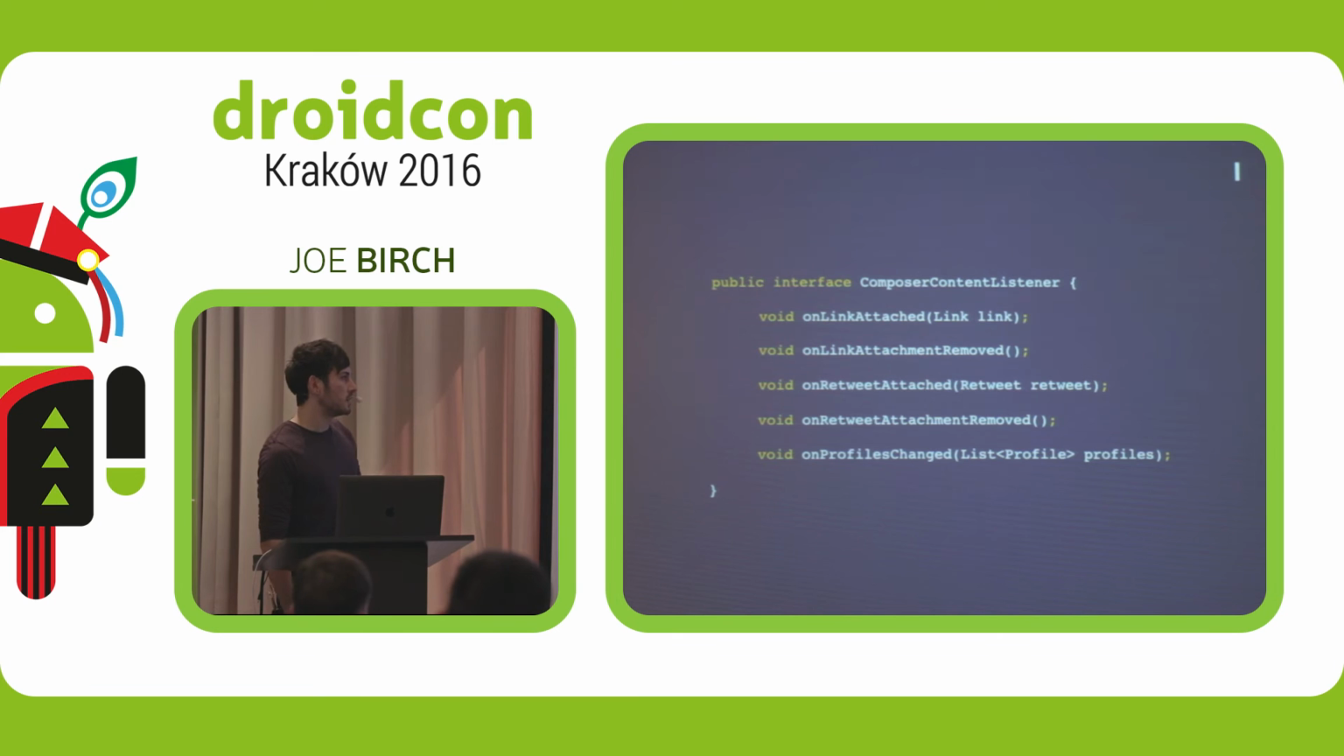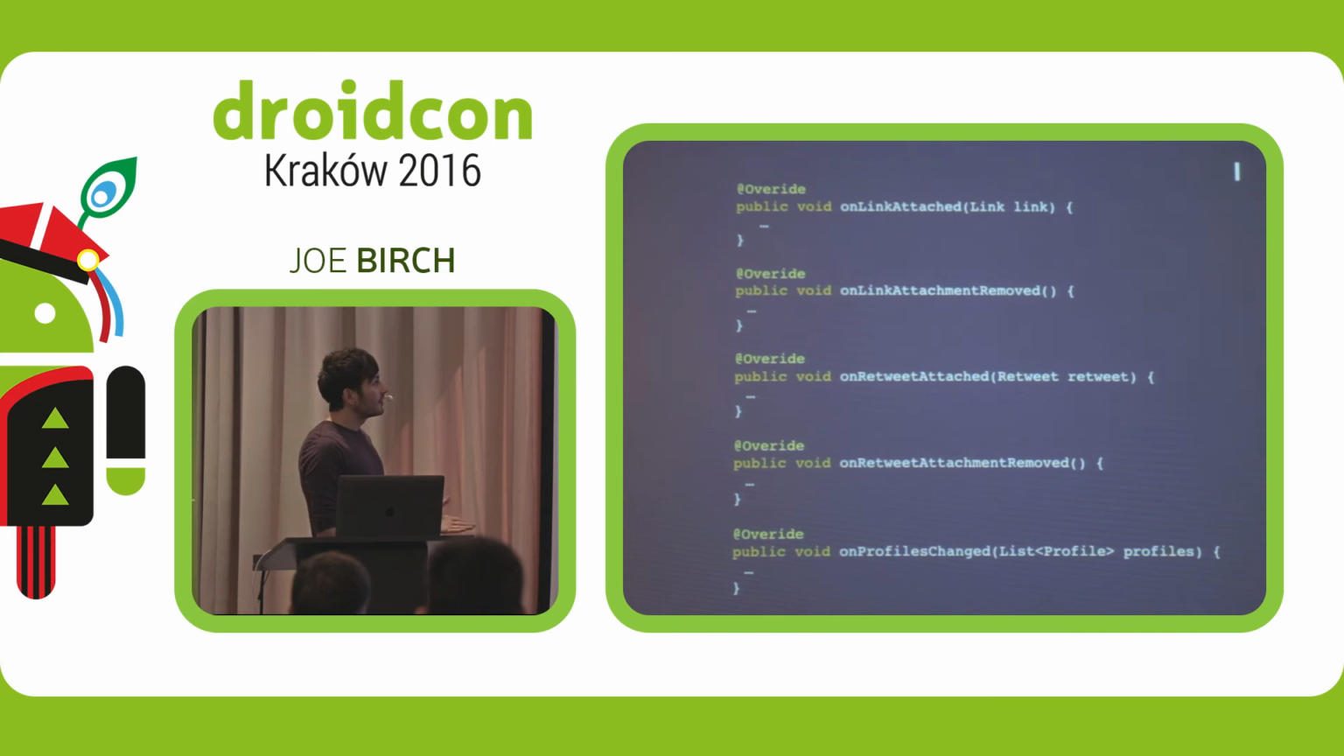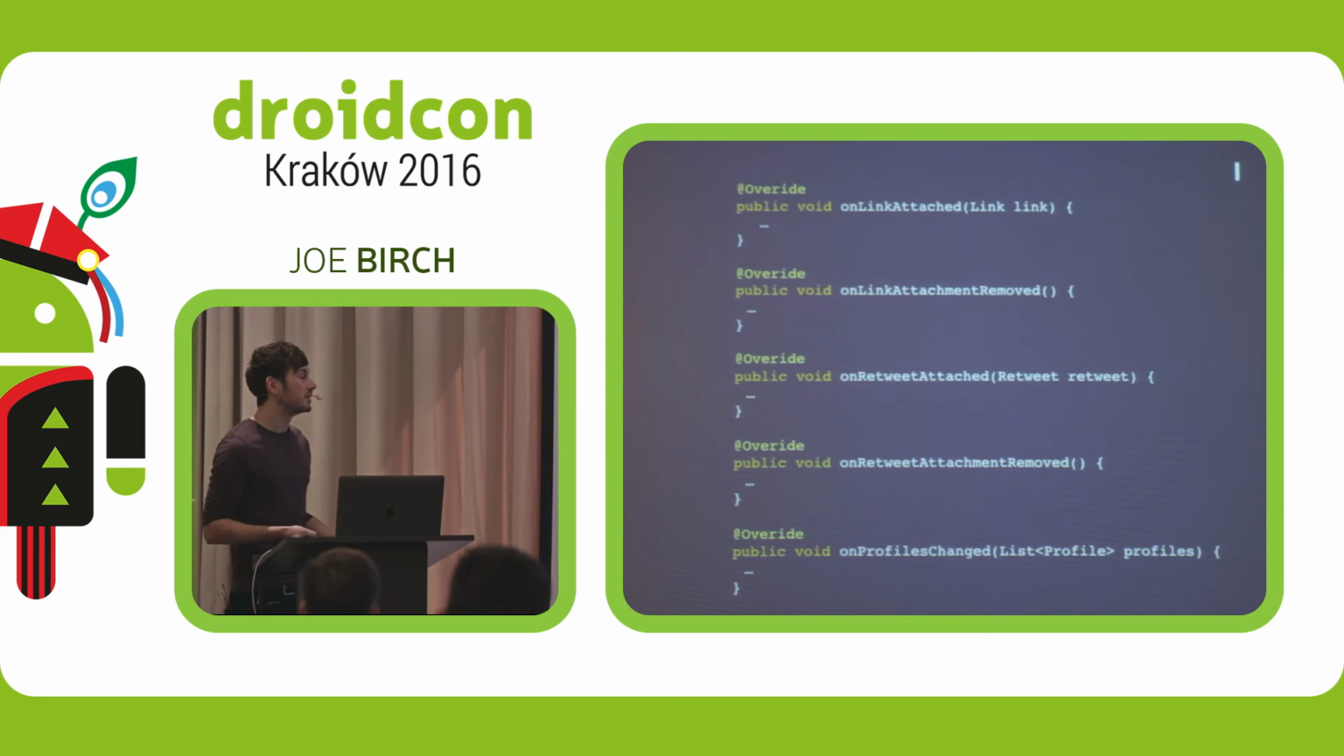And then if the user changes the profiles, I want to know about that as well. So this doesn't look like much in our interface class itself, and you kind of think, oh, they're all related to the composer. But if I have to implement this in every single class that I want to use that interface, that's quite annoying, because I might not want to use these three methods, and I might even need the top two. So I have these empty implementations.